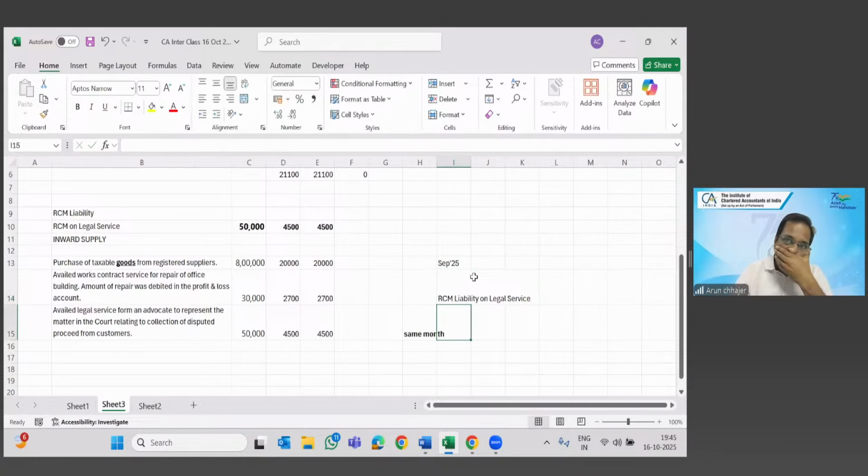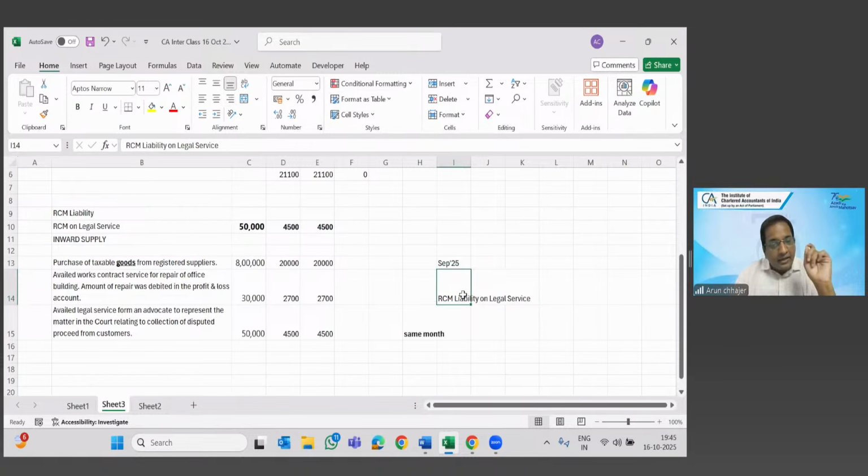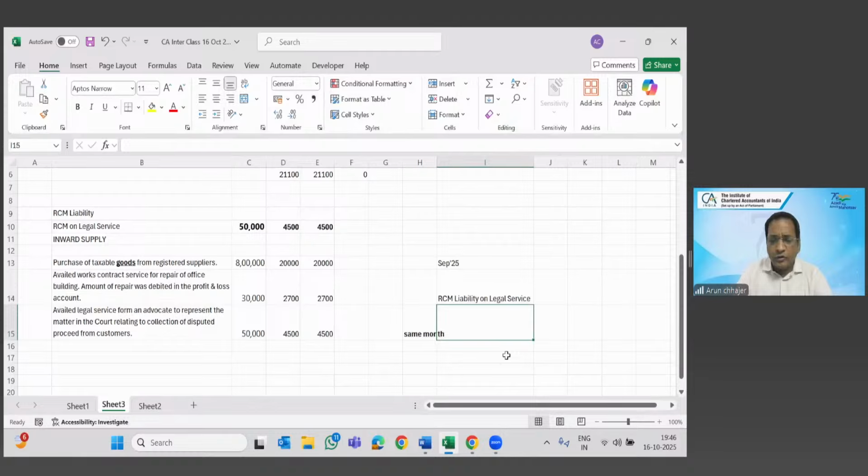There is an RCM liability on the legal service. You tell me, that September's GST return will be filed in September or in October? The return for September that you file, will it be in the September month or in the October month? Always October, 20th October.